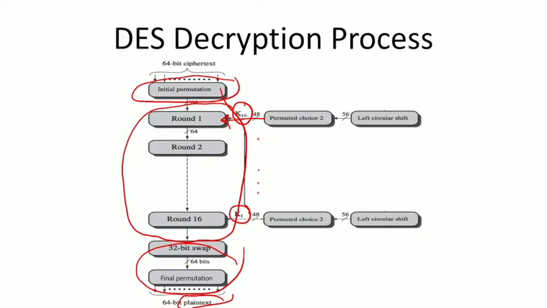Another thing to note is that the key generation process is exactly the same as that for encryption. So we do the exact same steps to get the round keys, but we apply the round keys in reverse.